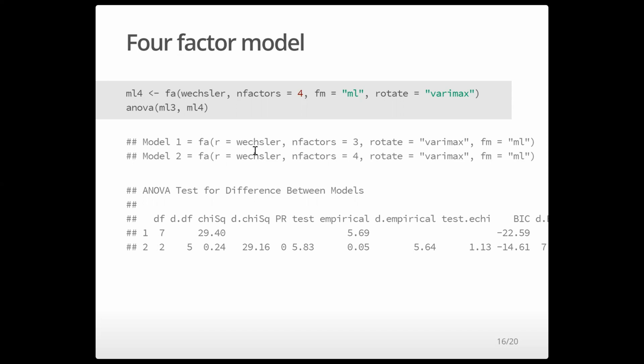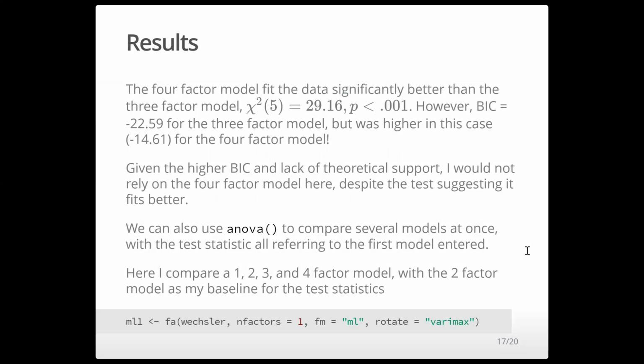So here we are, once again, rejecting the null hypothesis that the three-factor model fits better than the four-factor model, the p-value's small. But probably more importantly here, the BIC is actually higher for the four-factor model than the three-factor model. So this is kind of evidence that we should probably not really worry too much about the four-factor model. So here's just the statistical results again.